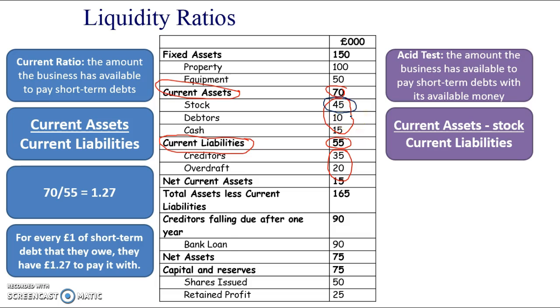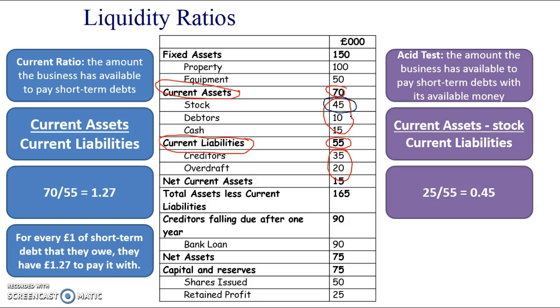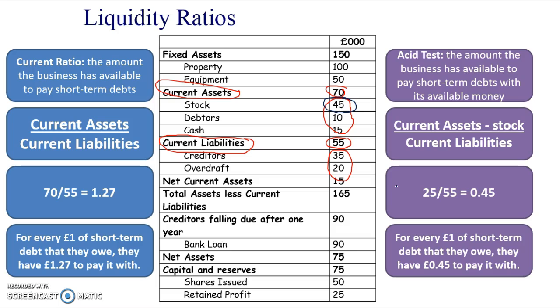And the reason for this is because if you had to sell your stock to be able to get the money to then pay the short-term debts, that's going to take a while. So this is called the acid test ratio, or the quick ratio sometimes, because it's saying if you had to pay off these debts really quickly, as in the next few days, how much of them could you pay off? Okay, so it's going to be 25 divided by 55, which comes out as 0.45. So this means for every £1 of short-term debt they owe, they only have 45p to be able to pay it with. Okay, so this is not looking so great.